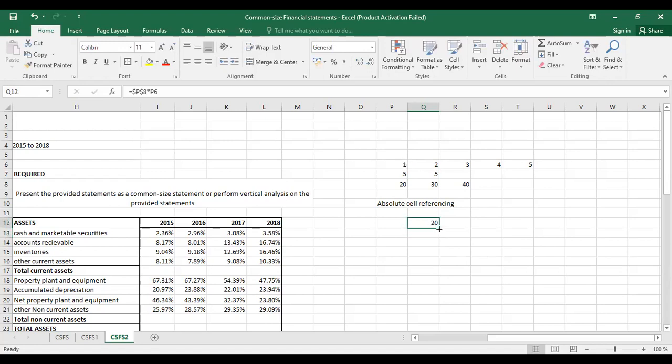Then if I drag up to there, it will remain here. If you click this cell, it will remain 20 because 20 was fully locked. That is absolute referencing, because it was fully locked. Again, okay, I press escape.